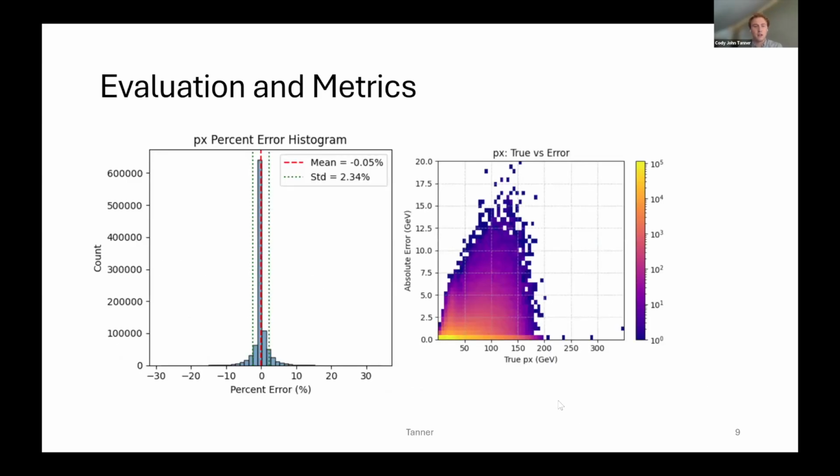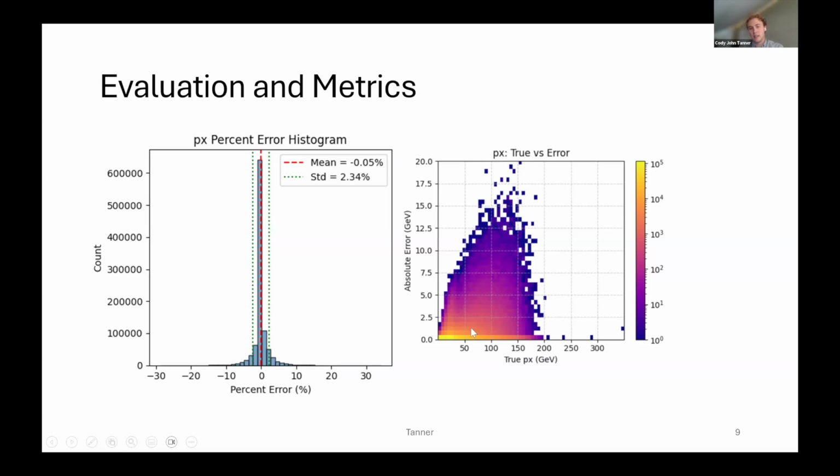So here's a graph showing the PX percent error histogram. I chose to show only PX here. PX, PY, PZ all basically looked the same, so in the interest of time and space, we may as well use just one. You can see the mean is very tightly grouped at 0 with very small standard deviations on either side.